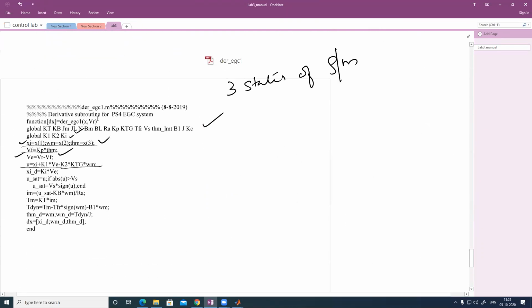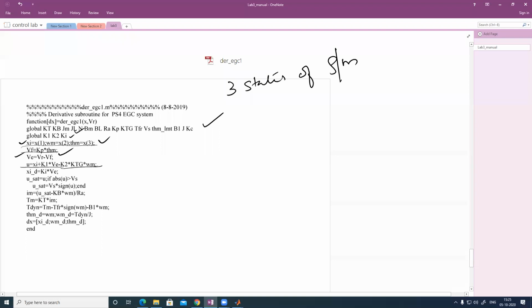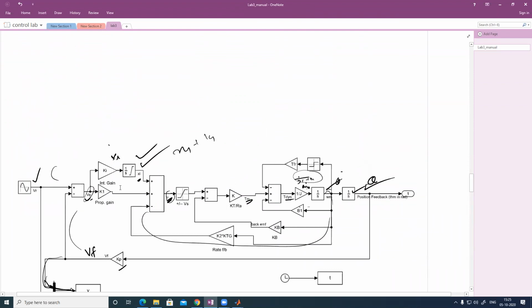So the equation we are typing here: K1 into V, then K2 into KTG into omega m. That is U. Now U is defined. And Xi derivative is equal to the derivative of Xi. This is Xi. Xi dot is coming here. Xi derivative is V into Ki. V into Ki is Xi dot here.